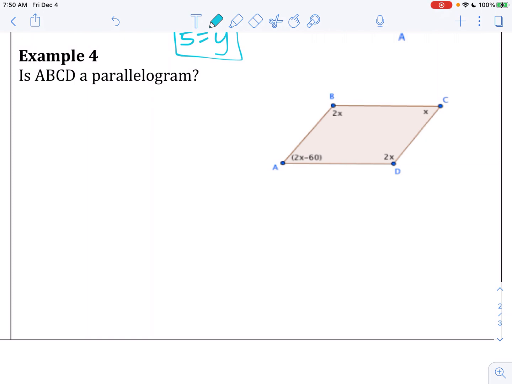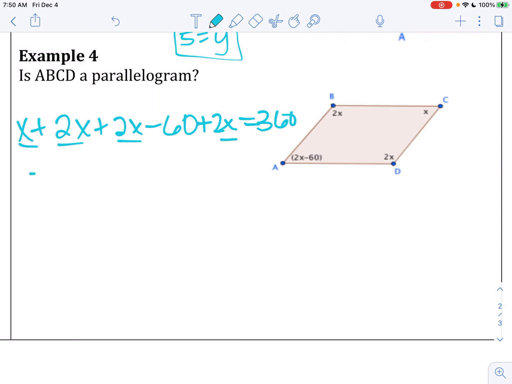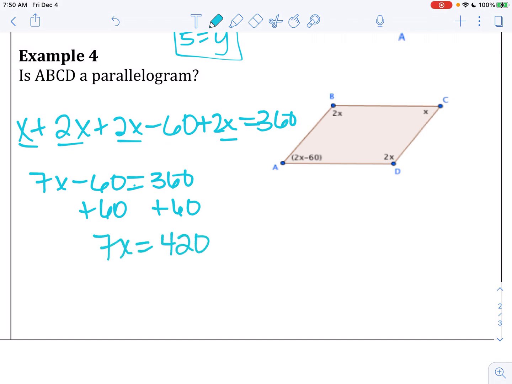Okay, so the only thing we know for certain is that we have 4 angles. Figures that have 4 angles add up to 360 degrees. So x plus 2x plus 2x minus 60 plus 2x equals 360. Combine some like terms here. So we have 7x minus 60 equals 360. Okay, I'll add 60 to both sides of my equation. So 7x equals 420. Divide both sides by 7, and I have 60 degrees for x.